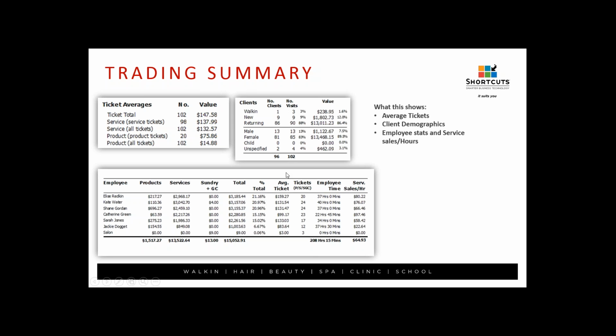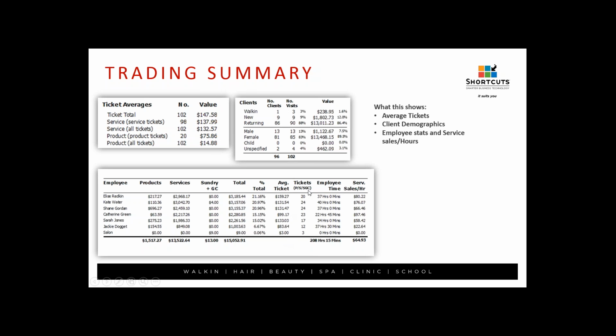What I think is a really good idea when you're looking at the average tickets here is to look at the average for the business. So up the top here, we know the average ticket is $147.58. You can then apply that down the bottom here and have a look at your employees and who's performing above the average. So Elise is $159, which is well above the average.